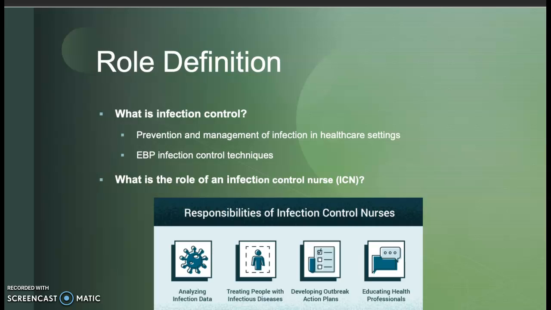So what is the role of the nurse regarding infection control? This diagram lists and depicts a few responsibilities of the infection control nurse. Number one, treating patients who have infection. So this can be in the hospital, in a community clinic, in a home health care setting, hospice setting, or even telehealth care setting.